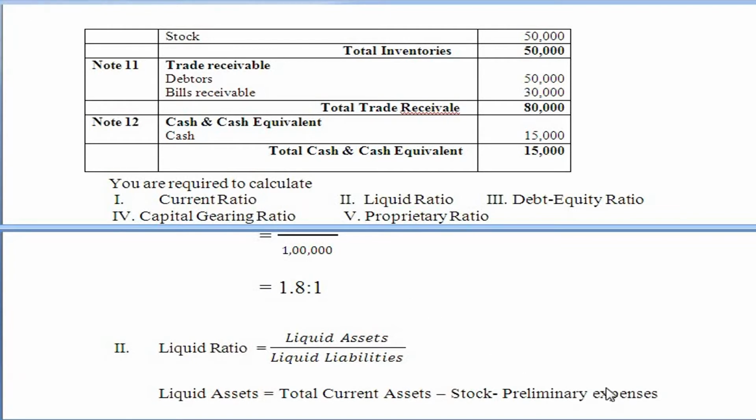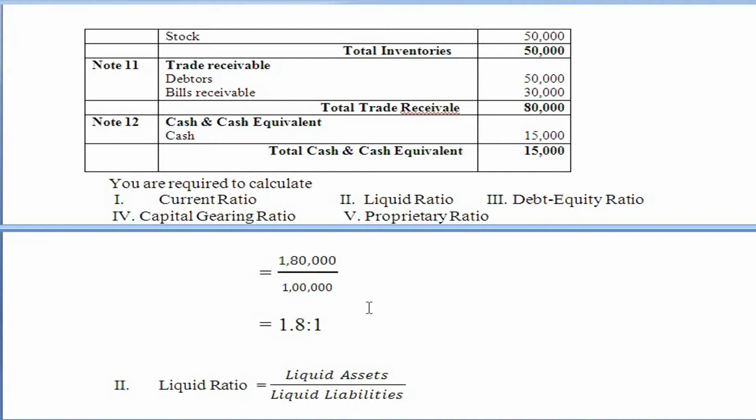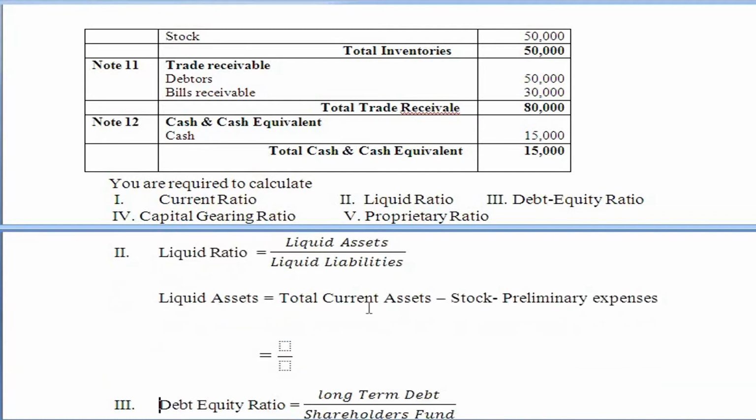Okay, we have calculated the amount of total current asset, right? That is given in the problem. We have not calculated it, it is given in the problem. What is the amount of current asset? Here you can check. See, 1,80,000. It is given in the balance sheet.